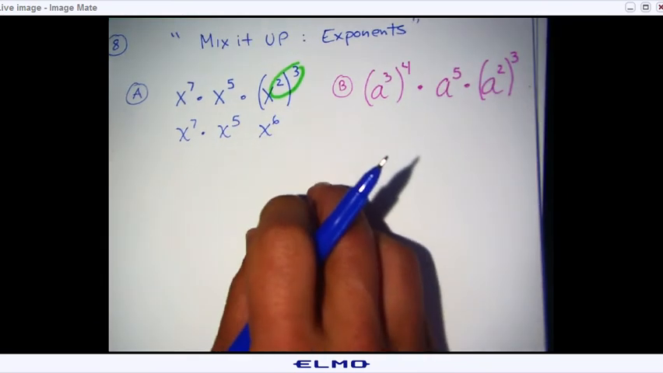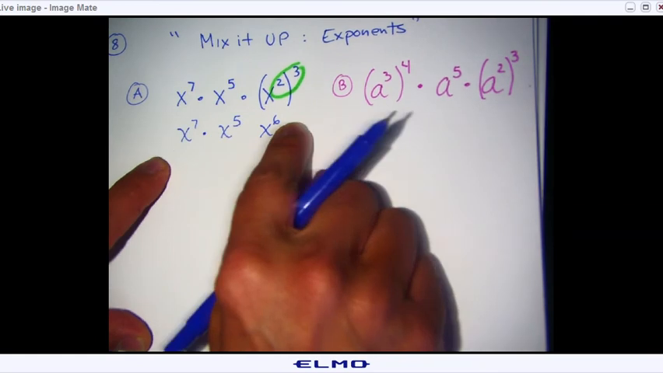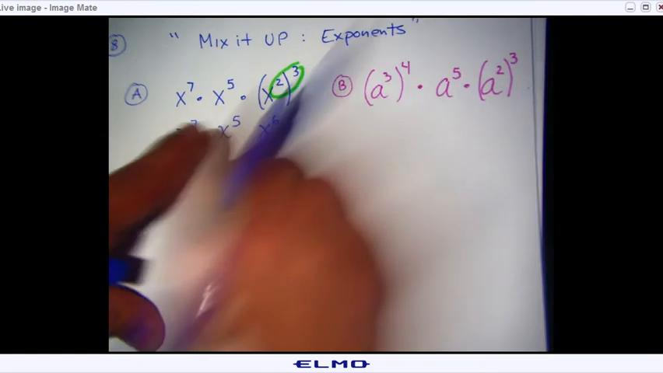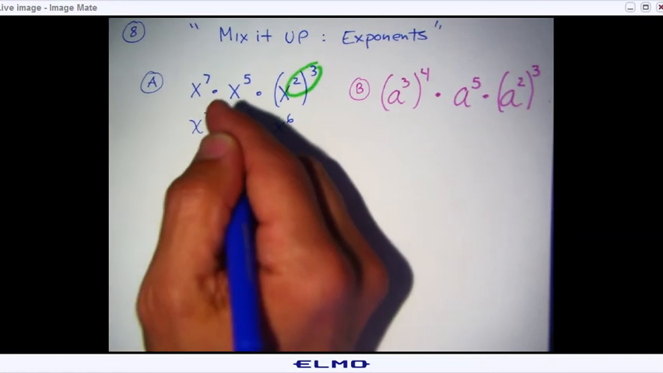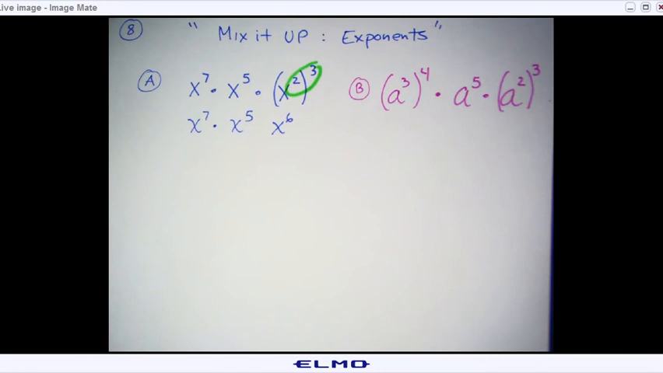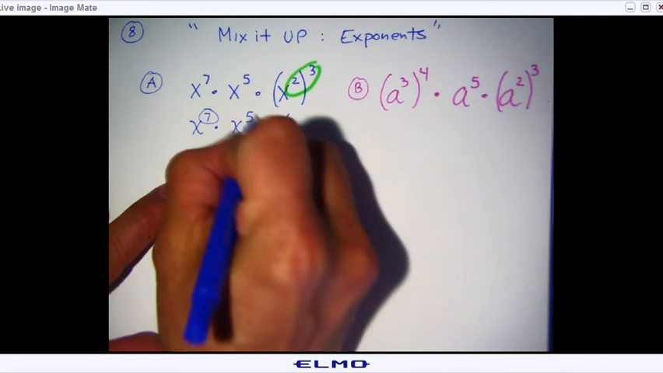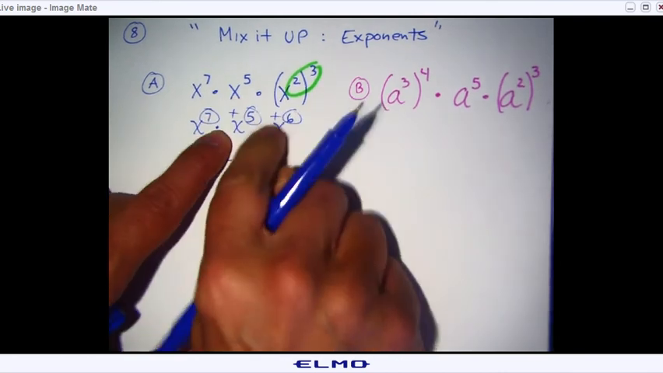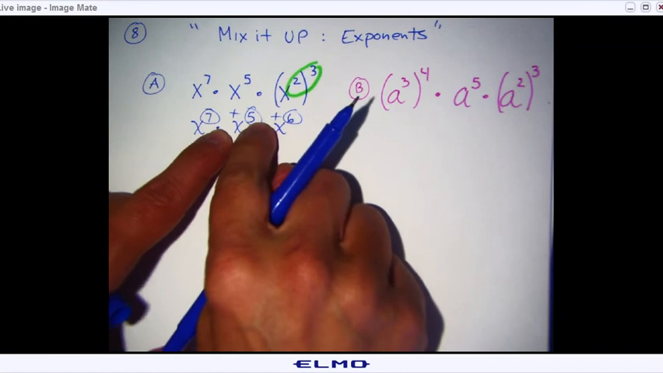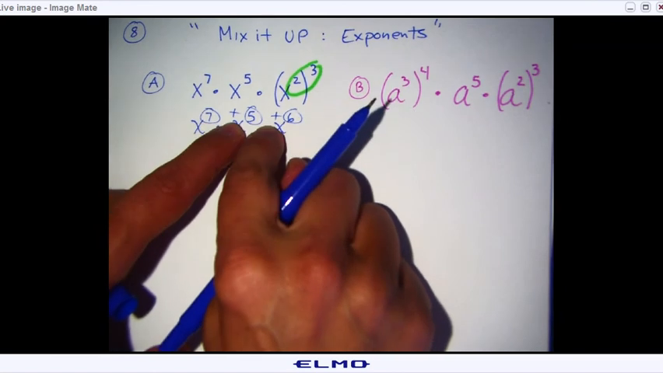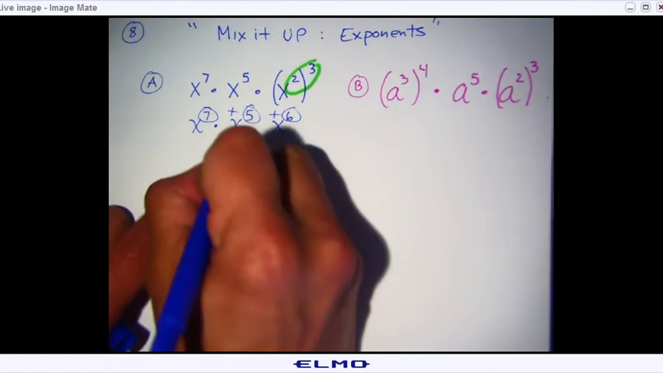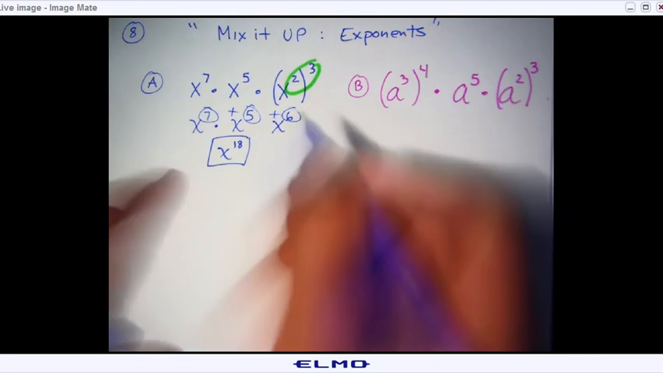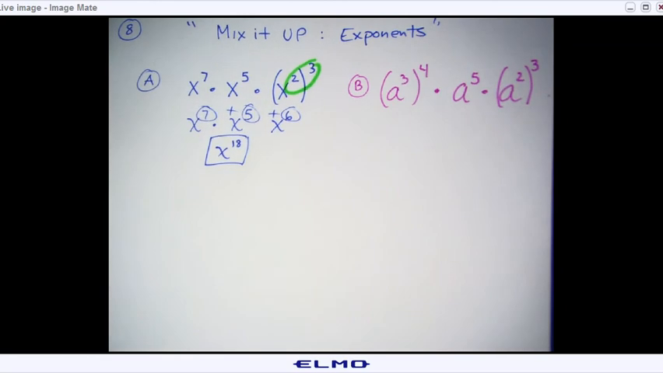There are two ways to do this. Remember, you only multiply here. You don't multiply the exponents once they're laid out. You could go x times x times x, 7 of them, but you're going to have to add them all up. So 7 plus 5 is 12, plus 6 is 18. So it's x to the power of 18. You guys got that? Good job.